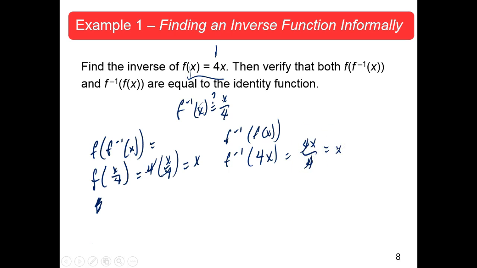Yes. So you have verified that your guess was right. The inverse function of 4x would be x over 4. And you verified it both ways. You got the identity function both ways. Okay. And remember, when you plot these things, they reflect across the identity function. So, maybe not too awfully surprising.